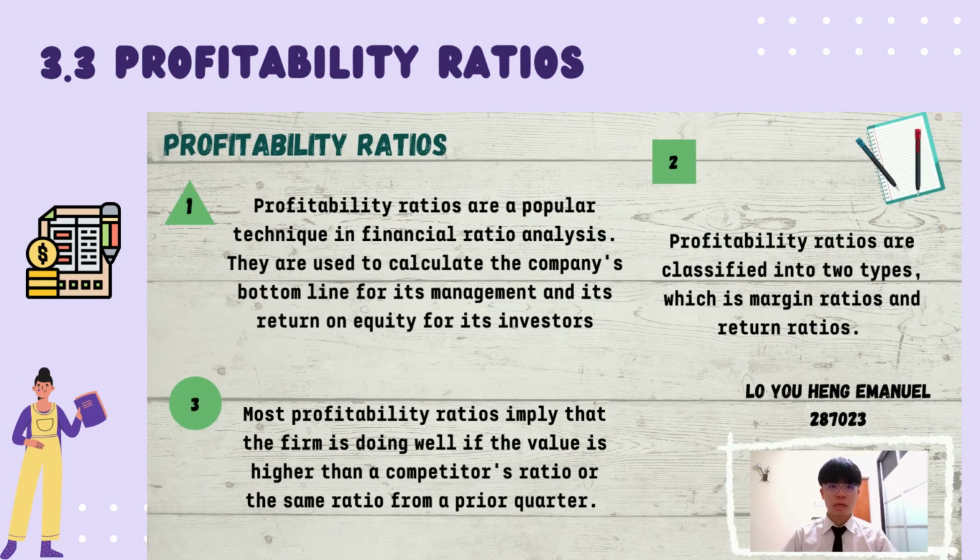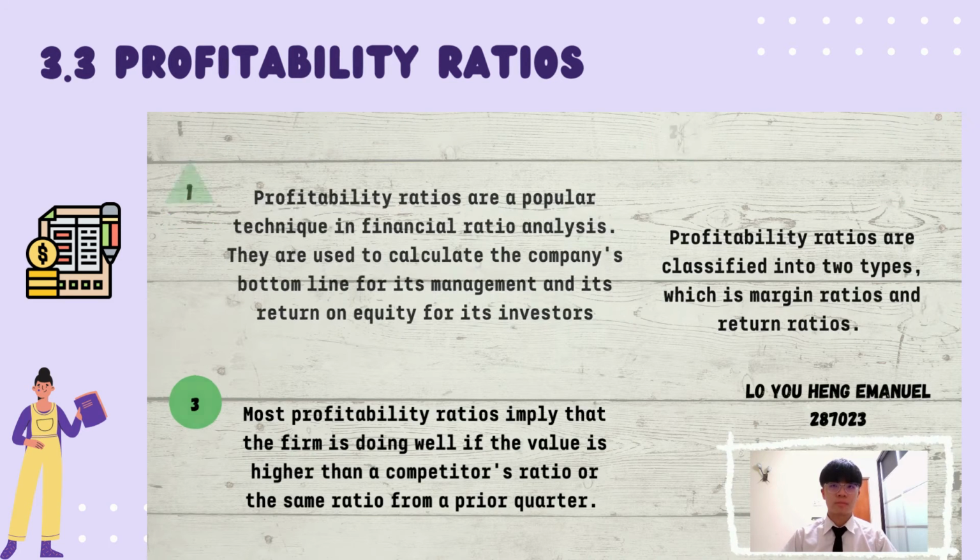Profitability ratios are a popular technique in financial ratio analysis. They are used to calculate the company's bottom line for its management and its return on equity for its investors. Profitability ratios are classified into two types, which are margin ratios and return ratios. Most profitability ratios imply that the firm is doing well if the value is higher than a competitor's ratio or the same ratio from a prior quarter.